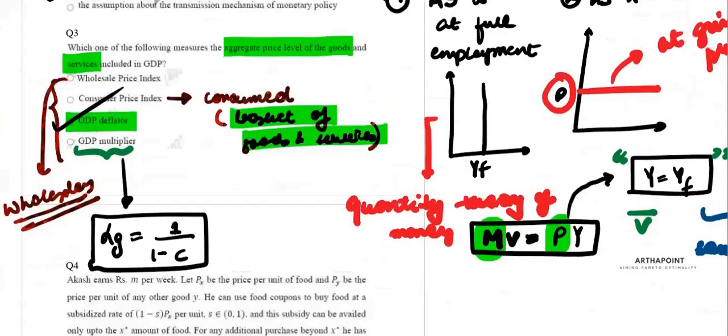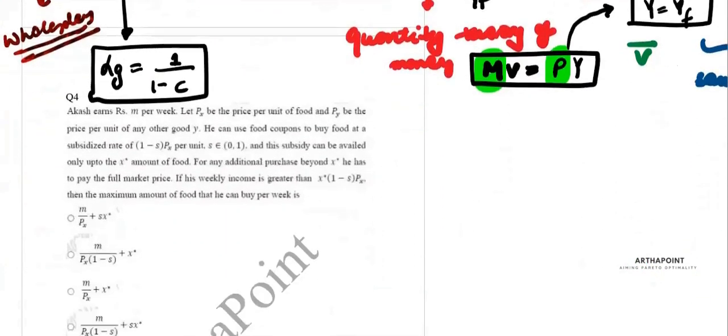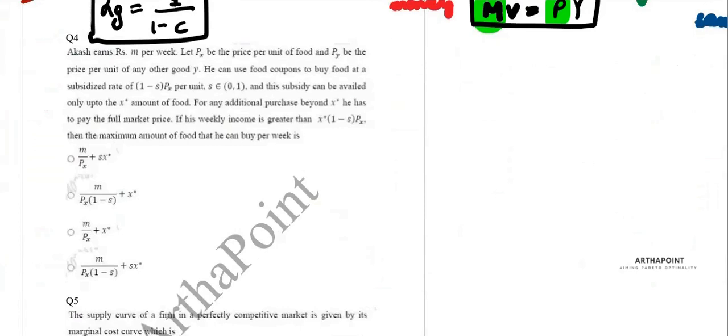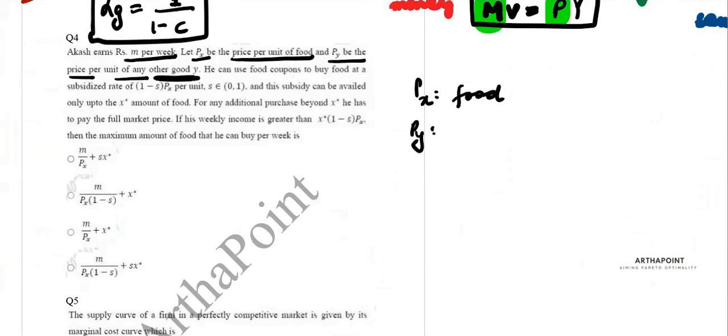Take the next question. Akash, let me know, okay? Stop me in between in case you have any doubt. Akash earns rupees M per week. Let PX be the price per unit of food, and PY be the price per unit of any other good Y.